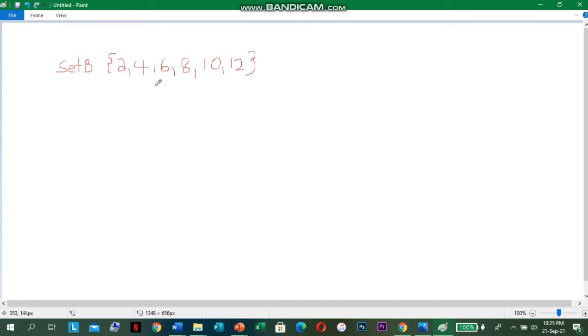So we can say now set B is a set of even numbers. And what are even numbers? Even numbers are numbers that are divisible by 2 without leaving any remainder. What do I mean by divisible? 2 can divide each of these numerals and numbers without leaving a remainder.